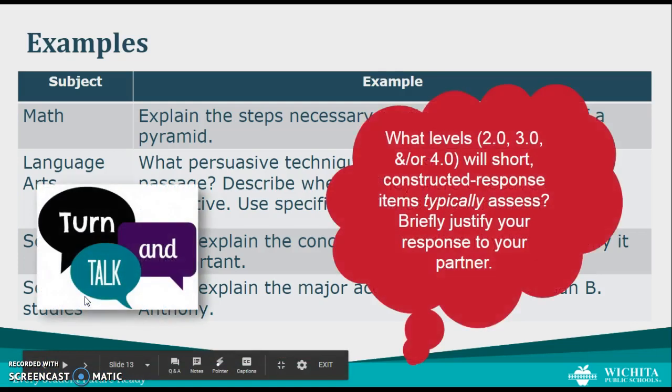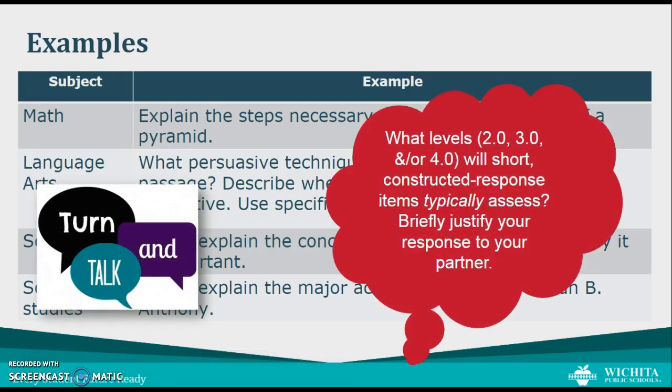Now I want you to turn and talk again with your partner. What level will short constructed response items typically assess? Briefly justify your answer to your partner. Take about 2 minutes and pause and do this right now.